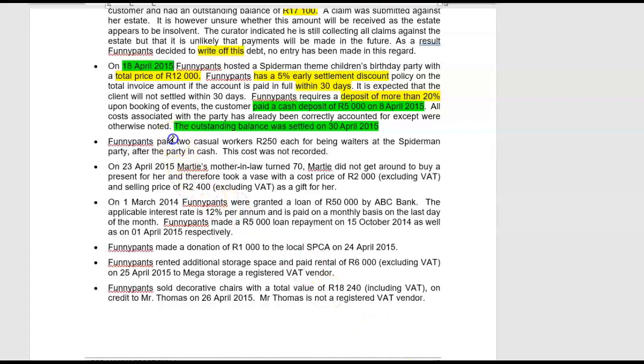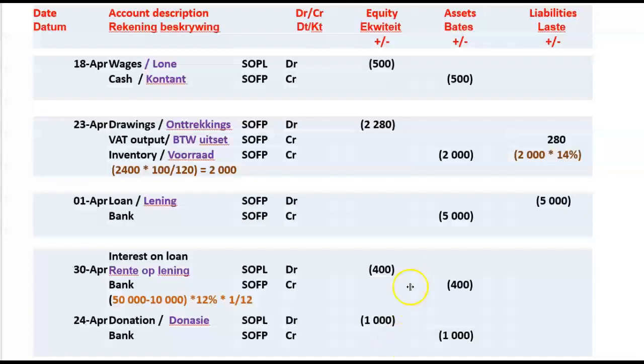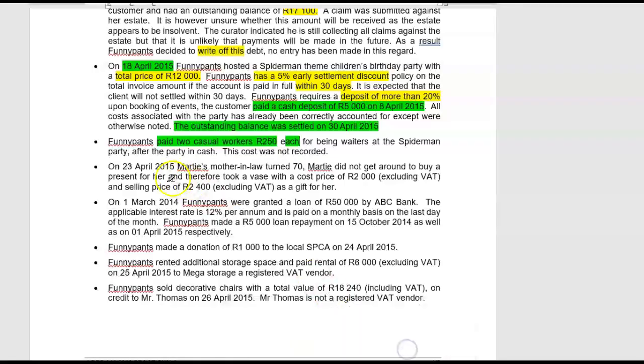Funny Pants paid 2 casual workers 250 rand each for being waiters at the Spider-Man party. So in other words, what are we going to be paying? 500 rand. There is no VAT on salaries and wages. So expense account wages, statement of profit or loss is going to decrease equity with 500 rand, and my cash is going to reduce an asset with that same 500 rand.